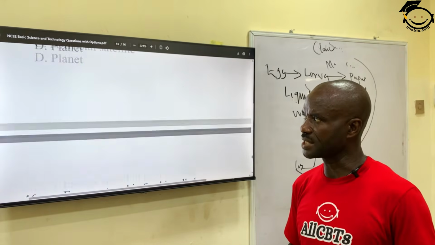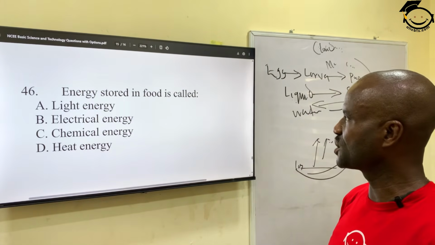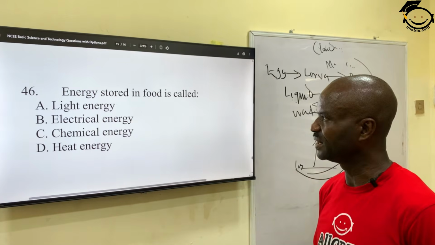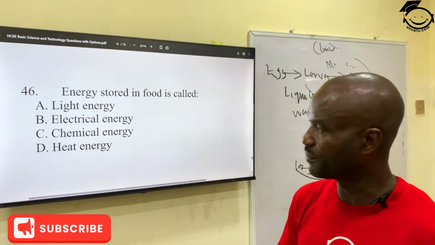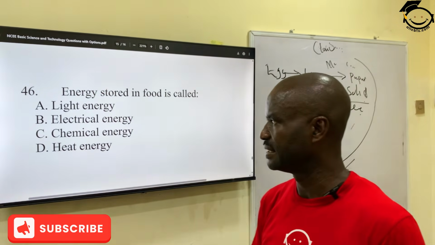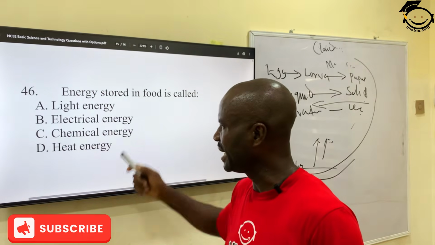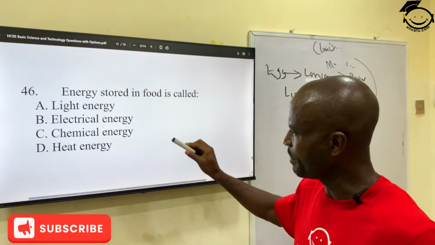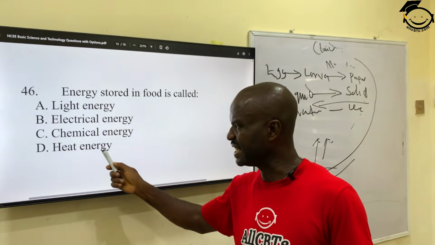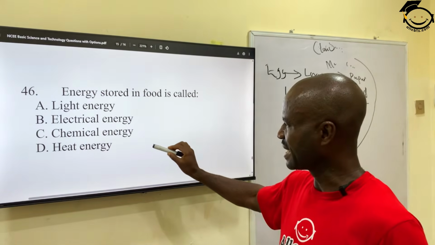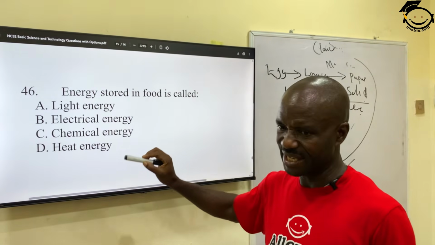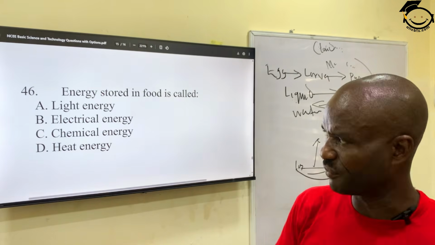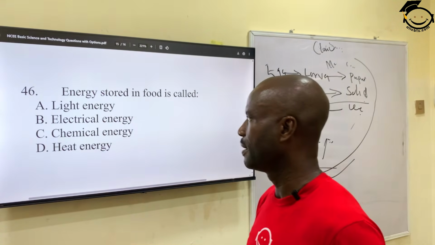Question 46. Energy stored in food is called, A, light energy. B, electrical energy. C, chemical energy. Then D, heat energy. The correct answer is C, chemical energy. This is the energy stored in food, chemical energy. Question 47.